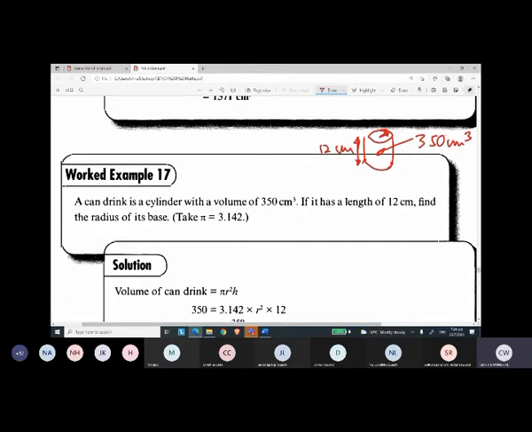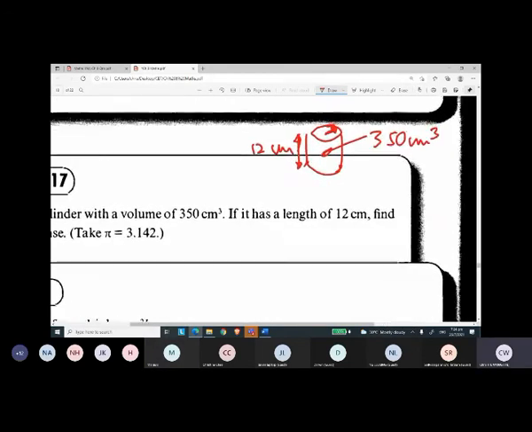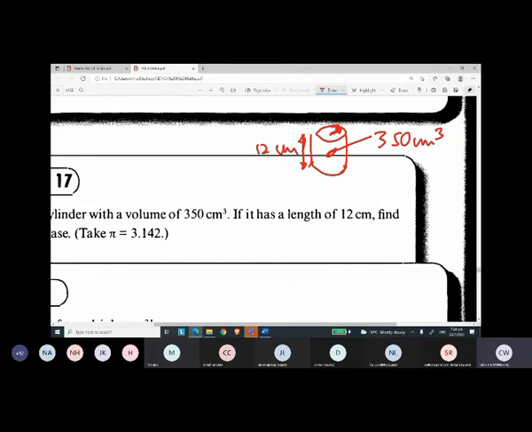Okay. Can you tell me how do you do this now? You're supposed to find the radius of the can drink. Okay. What if I ask you to find the volume of the can? You know that volume is equal to the cross-section area, the top and the bottom, right? The top is the area of a circle, pi r square, isn't it? Pi r square. What is the length? The length is 12, right? 12. Okay. What is pi?